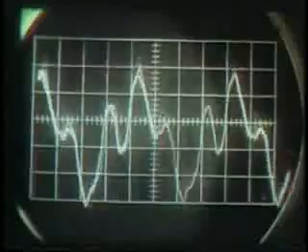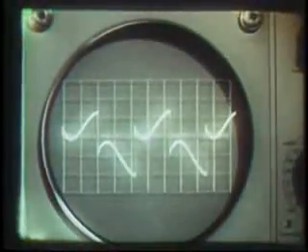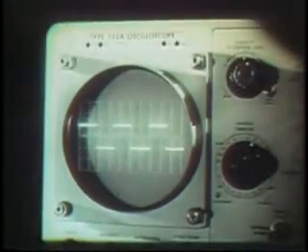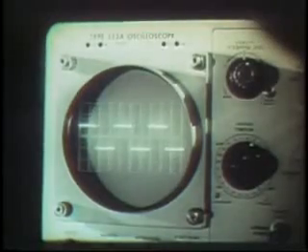Any wave shape other than a sine wave is known as a non-sinusoidal or a complex waveform. This is a complex waveform. This is a complex wave. This is a complex wave. And this is a complex wave. Due to its basic appearance, we call this waveform a square wave.